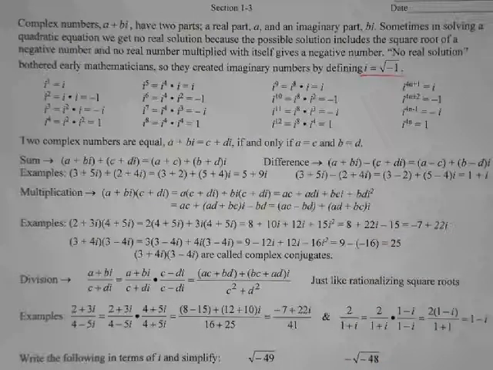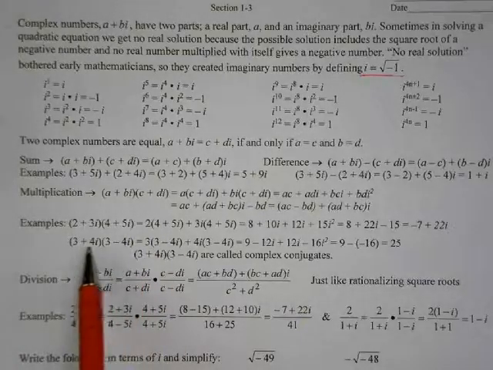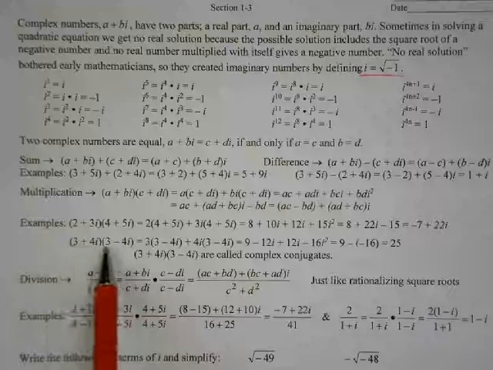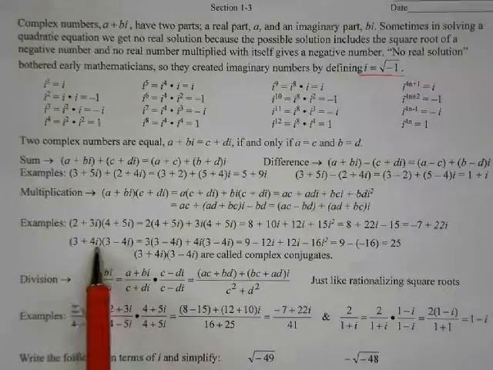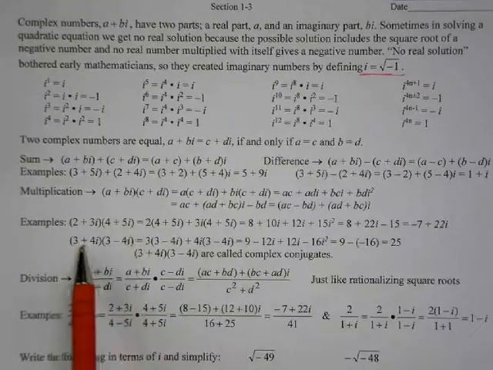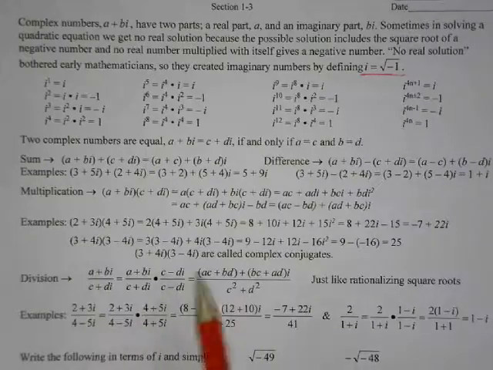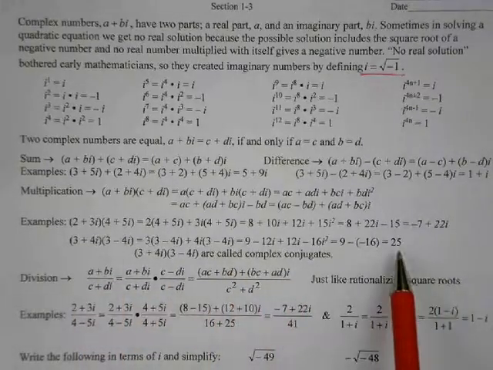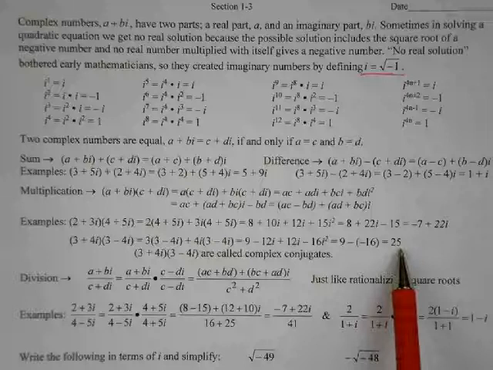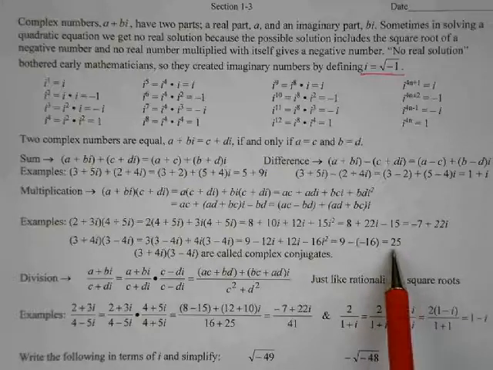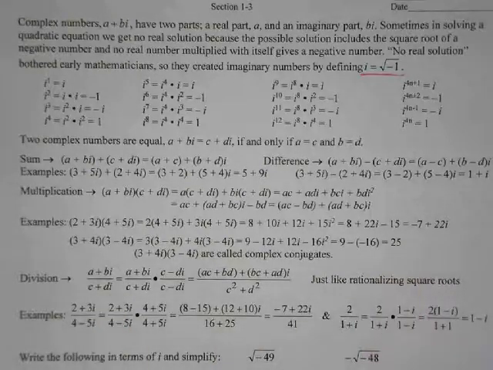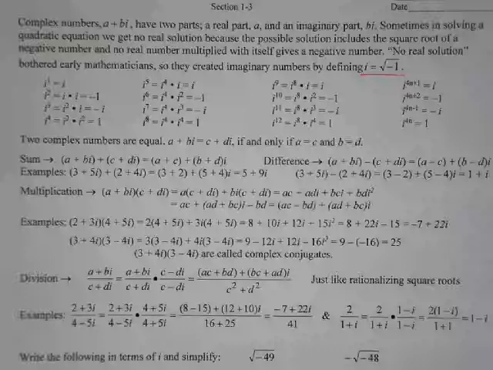Now, if we have the special case in which the A parts match and the B parts match, except one is positive and one is negative, when we go through the process, we end up with an answer that has no imaginary part. When that happens, these are called complex conjugates, and it's one way for us to essentially get rid of the imaginary part.